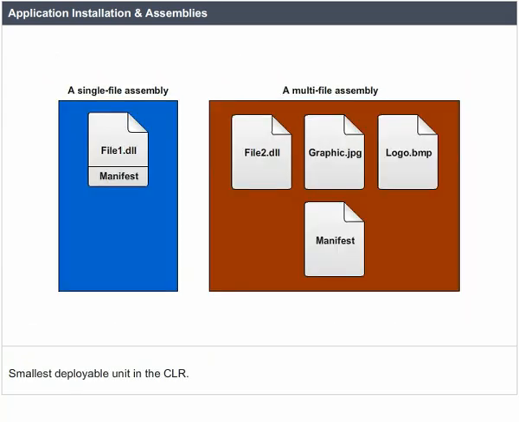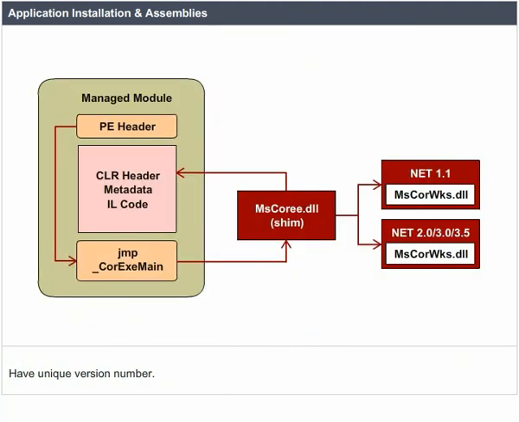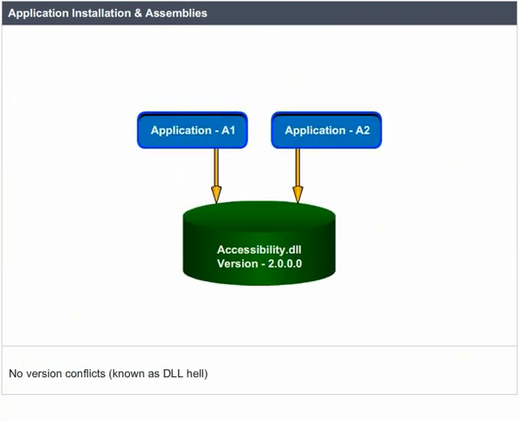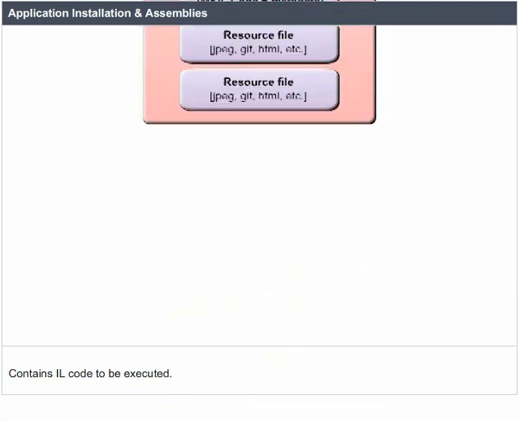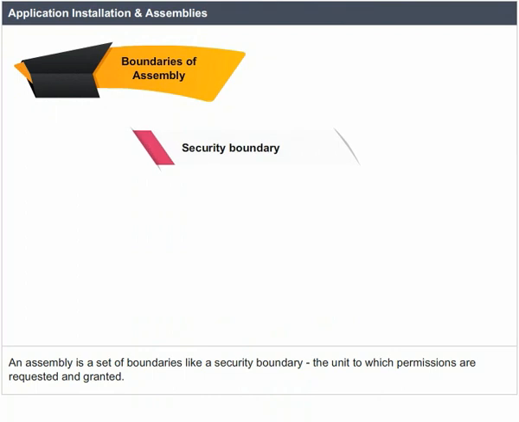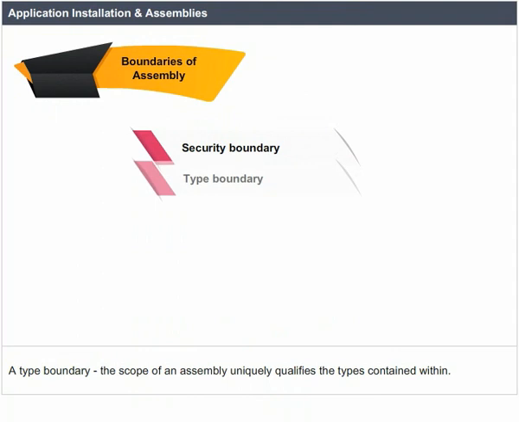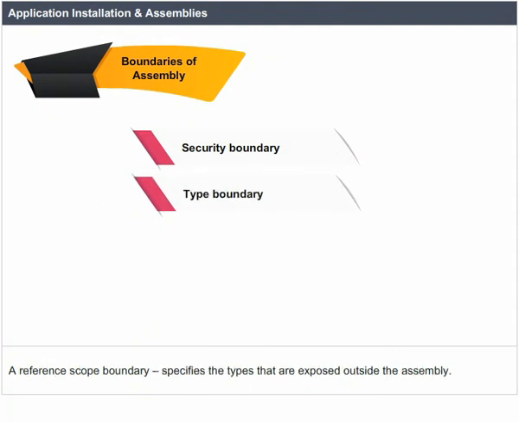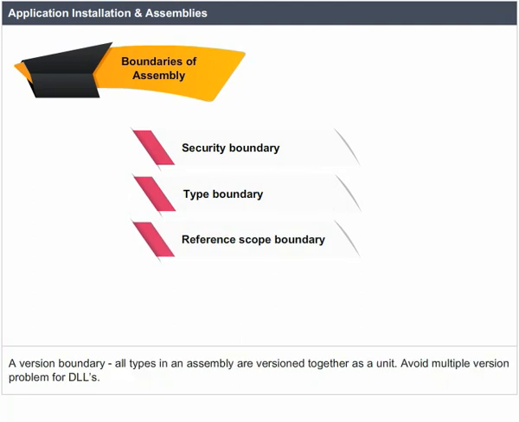Smallest deployable unit in the CLR. Have unique version numbers. No version conflicts, known as DLL hell. Contains IL code to be executed. An assembly is a set of boundaries like a security boundary, the unit to which permissions are requested and granted. A type boundary: the scope of an assembly uniquely qualifies the types contained within. A reference scope boundary specifies the types that are exposed outside the assembly. A version boundary: all types in an assembly are versioned together as a unit. Avoid multiple version problems for DLLs.